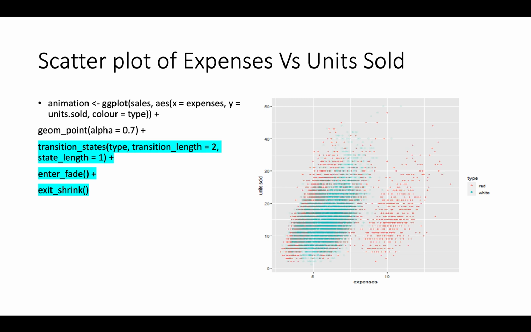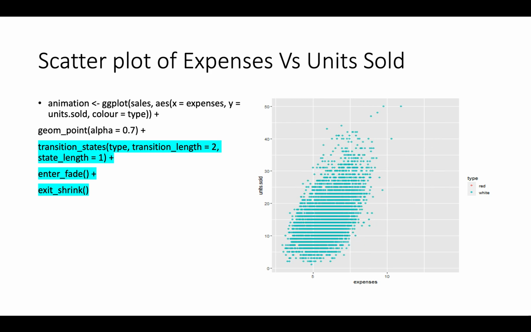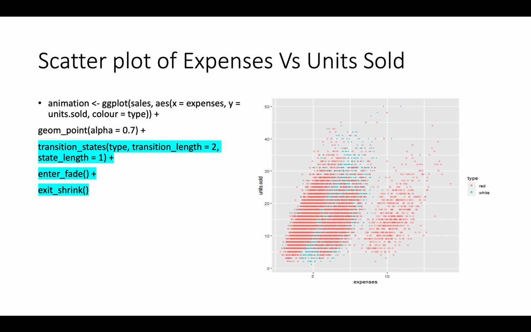So, comparing the gganimate graph with the static graph, you can see that you can actually differentiate between the type of wine in this graph and compare them.